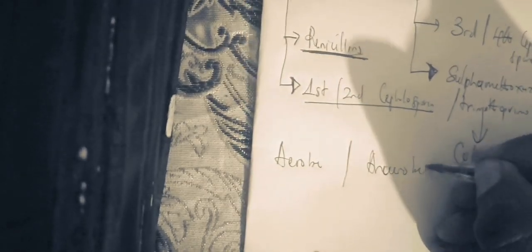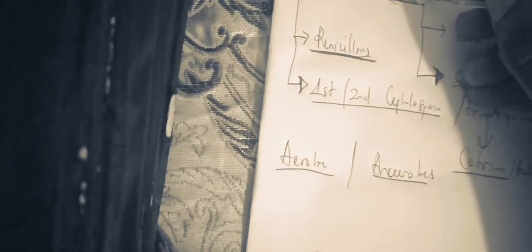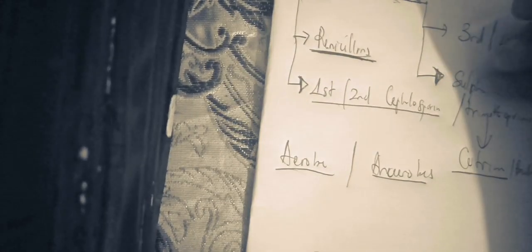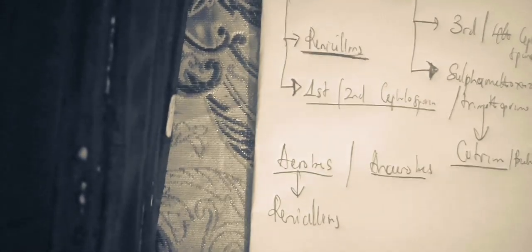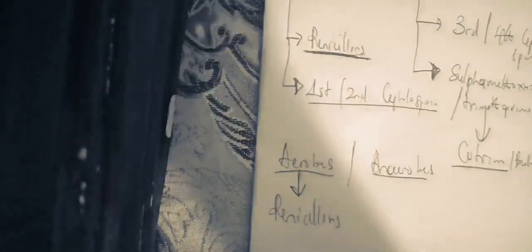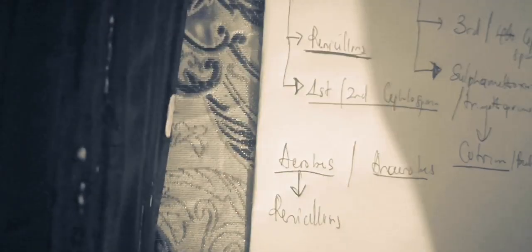Now the next thing is the classification of aerobes and anaerobes. Is it clear? Among the gram positive and the gram negative, you also have aerobes and anaerobes. Generally, aerobes are going to be targeted by penicillins. So if you have a gram positive aerobe, you can give penicillins. If you have a gram negative aerobe, we can still give penicillins.